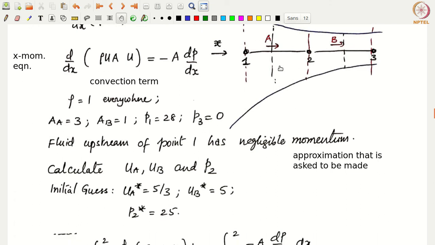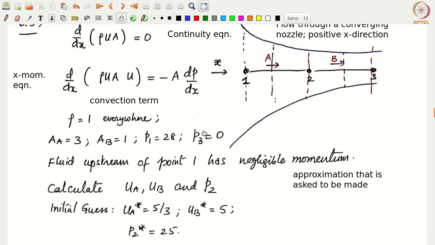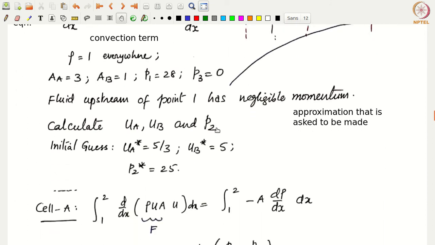So we start off with the momentum equation, that is this equation, discretize for A, then discretize for B, followed by discretizing this for cell 2. For cell A we have 1 and 2 as the faces, for cell B we have 2 and 3 as the faces, and for cell 2, the pressure cell, we have A and B as the faces. That is good to remember.